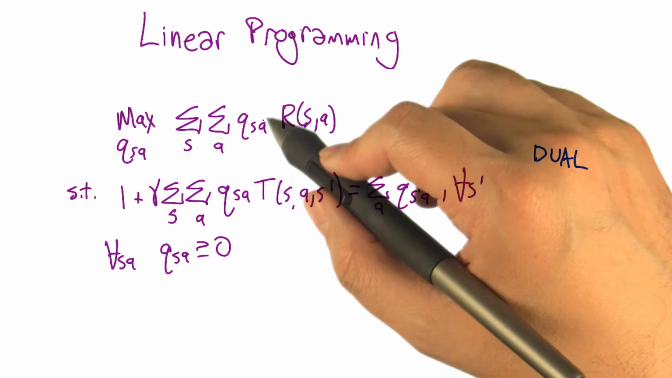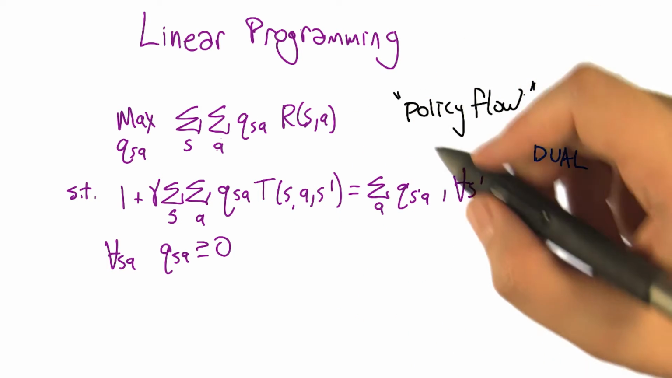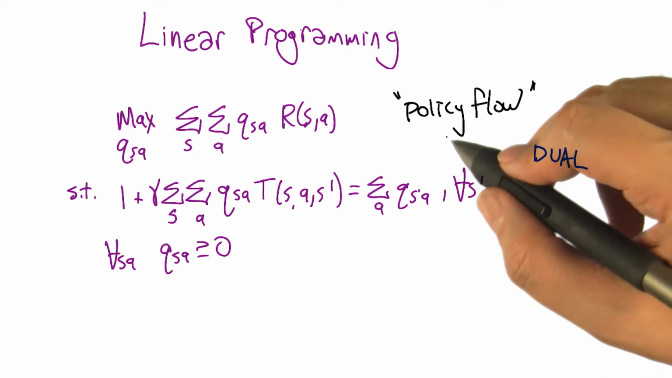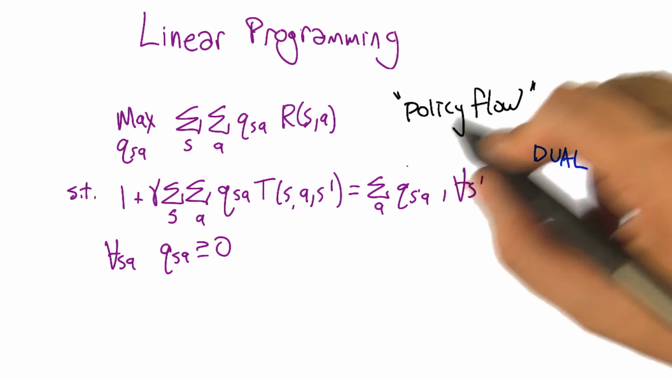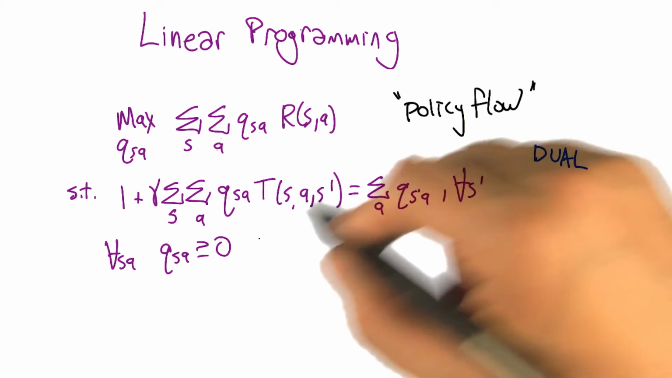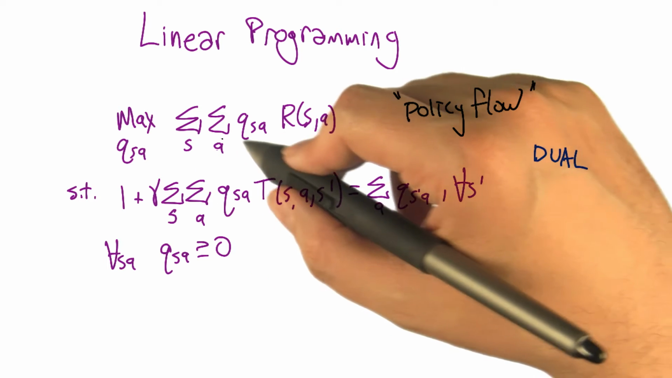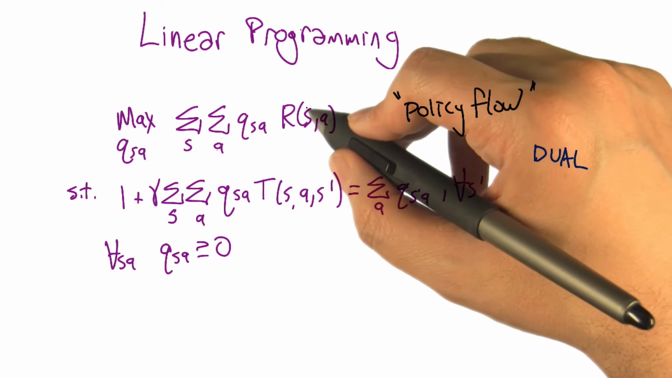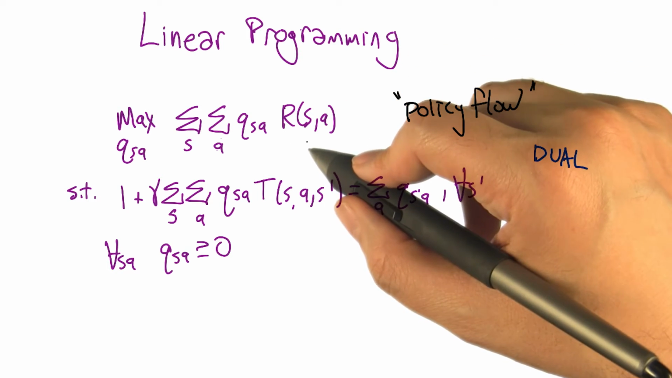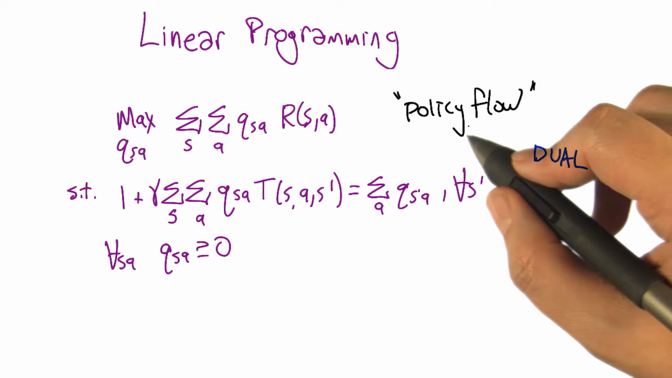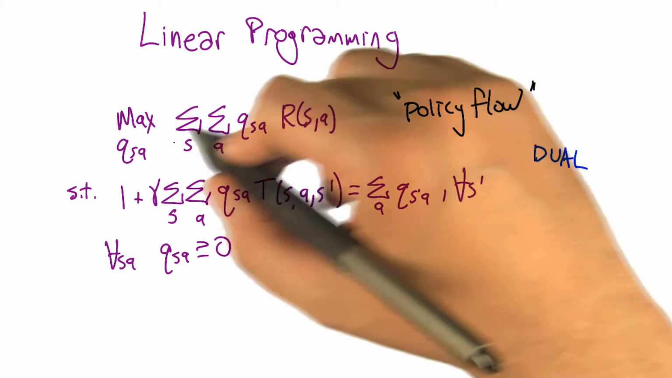So one way I like to think about QSA is as policy flow, sort of how much agentness is flowing through each state action pair. If it follows the policy, it's going to spend some time running around in the environment, passing through each state action pair. And each time it passes through a state action pair, we're going to get the reward associated with that state action pair. And what we want to do is maximize that reward. So from this policy flow concept, it makes sense what it is we're trying to maximize.